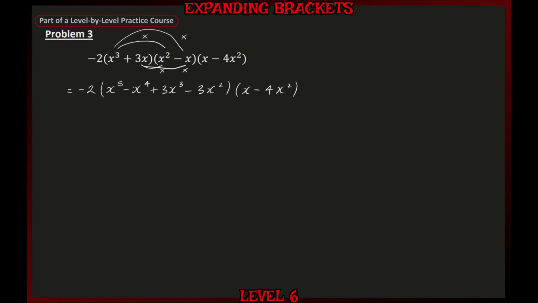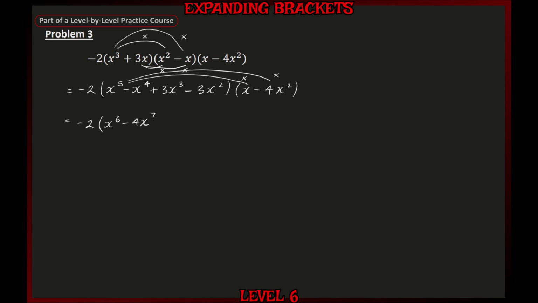Since there's nothing to simplify from that first bracket, we can continue with expanding. So we have minus 2 multiplied by, and we're going to multiply x to the power of 5 by x to give us x to the power of 6, and x to the power of 5 by minus 4x squared to give us minus 4x to the power of 7.